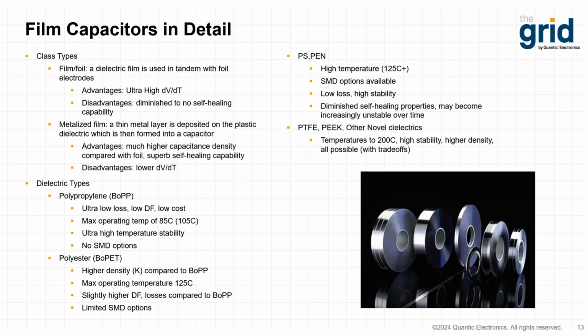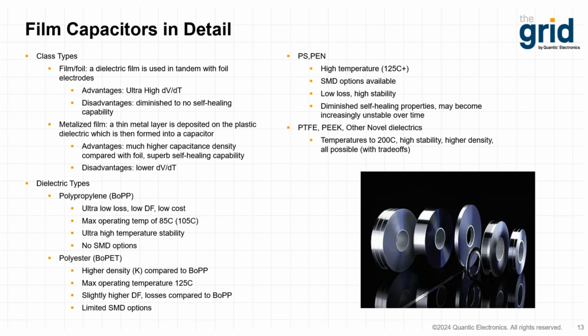Metallized film is more common today, and at the expense of lower dV/dt and slightly lower ESR, you can get higher capacitance density and self-healing capabilities. Self-healing occurs when there's a mechanical or voltage-inflicted fault within the capacitor. That polymer in the dielectric can actually fuse around that fault and isolate it from the circuit, and the capacitor continues to operate effectively. This is another very unique and great advantage of film capacitors.